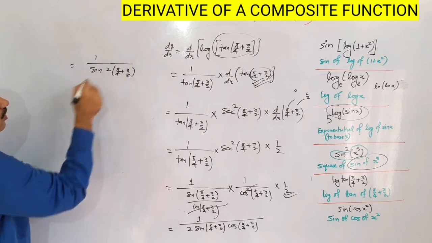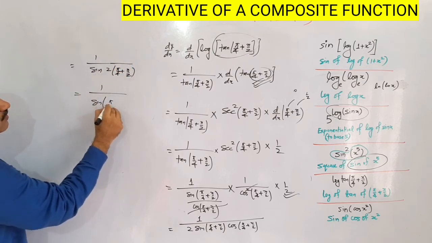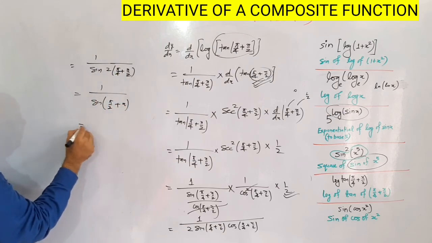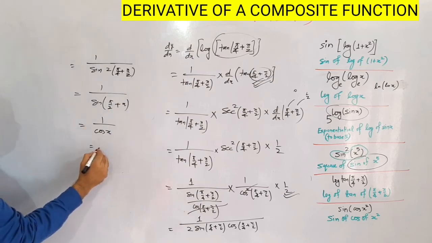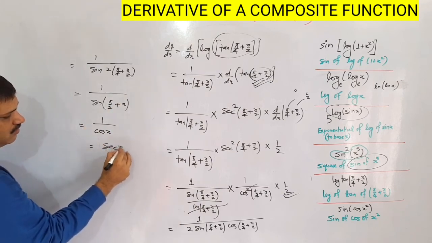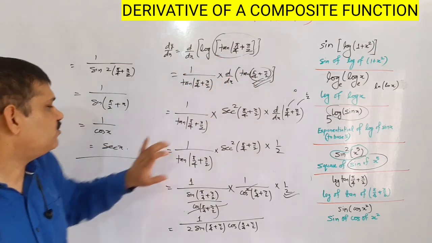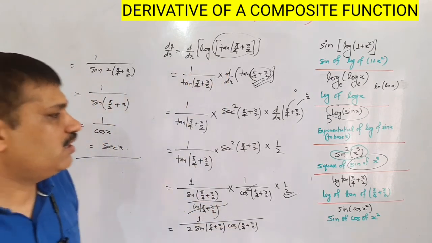Now this gives us sine of 2 into pi by 4, that is pi by 2, plus 2 into x by 2, which is x. Sine of (90 plus theta) is nothing but cos theta, and 1 upon cos x is sec x. So the derivative of log of tan (pi by 4 plus x by 2) is sec x. The integration of this is this, that we will talk about later.